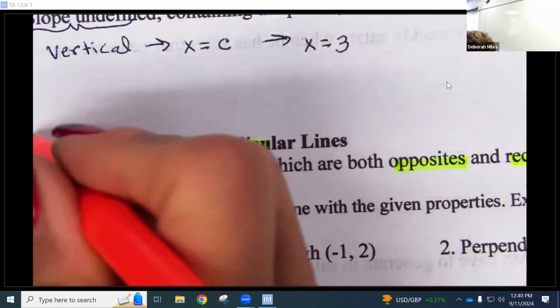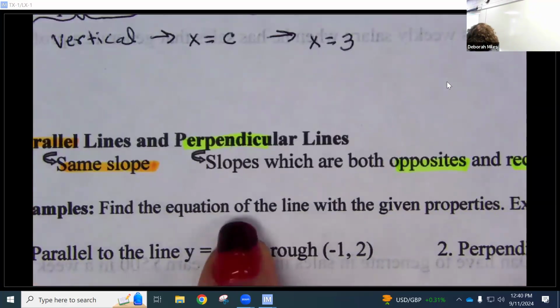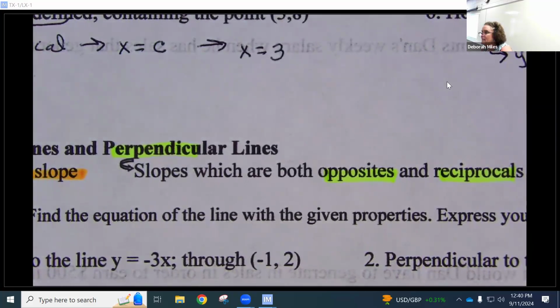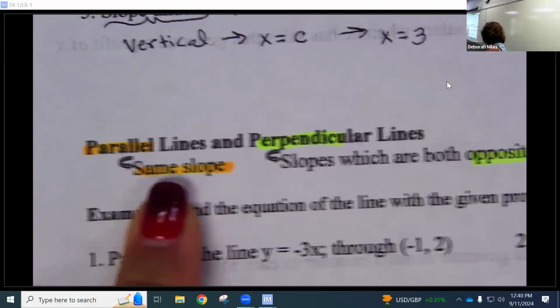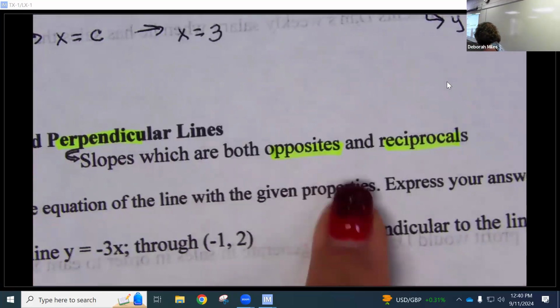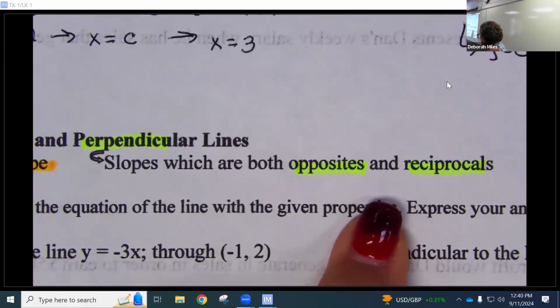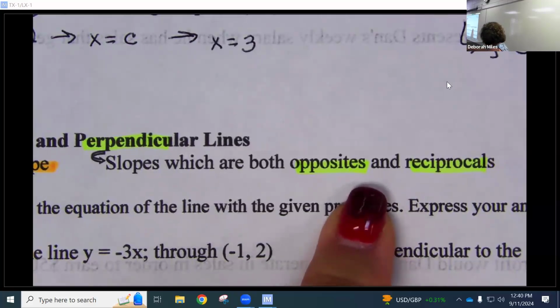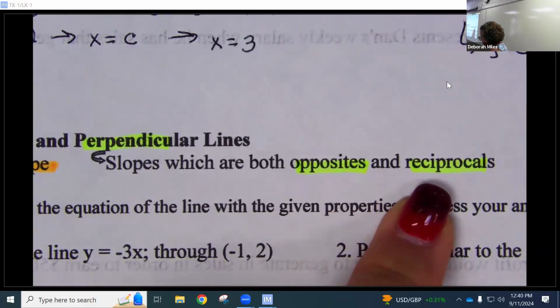Parallel lines, the slopes are the same. Perpendicular lines, the slopes are opposites and reciprocals. So if I tell you one line has a slope of, say, -2, what's the slope of a line parallel to it? Same thing, -2. But if I tell you a line has a slope of -2 and ask you for the slope of a perpendicular line, what would it be? +1/2. Opposite means change the sign, reciprocal means flip it.